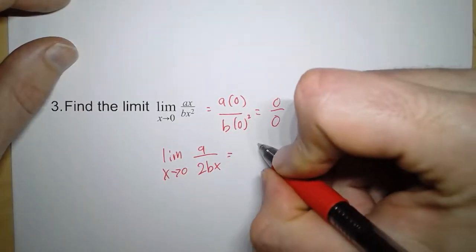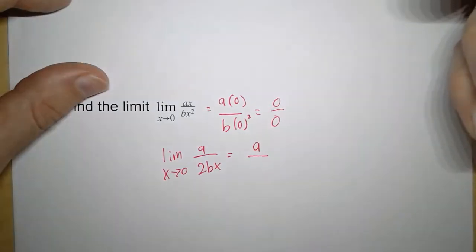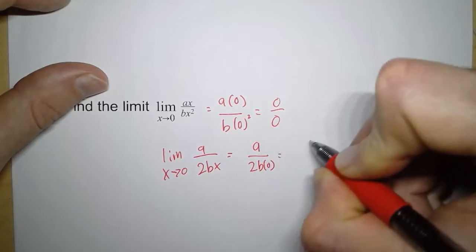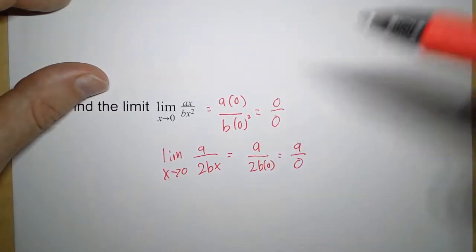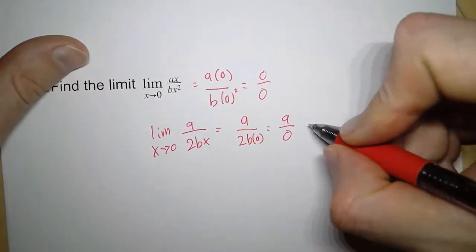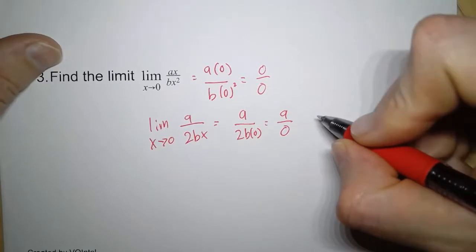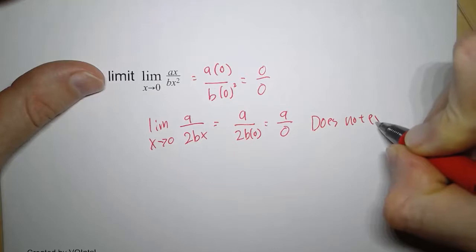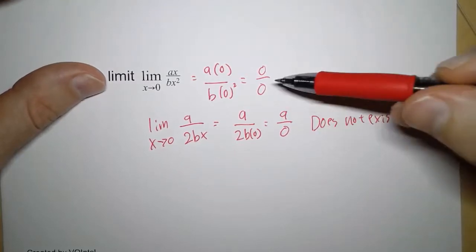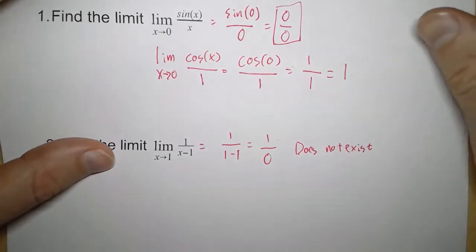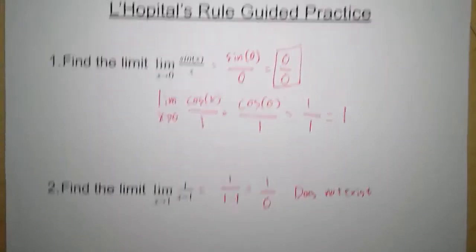Now a is just a constant. We don't know what it is, but it's some constant number that doesn't change. And we have 2b times 0, and so we have a over 0. Now this is almost the same as number 2, where we had a number over 0. So likewise, for this one, this is not indeterminate, and so the limit does not exist. When we have indeterminate forms, the limit may not exist or it may exist. And L'Hopital's rule doesn't guarantee which way it's going to go. But this is why we do it, so that we can reveal it.